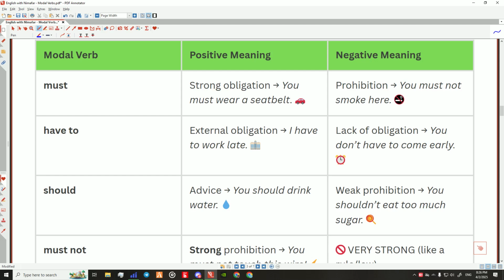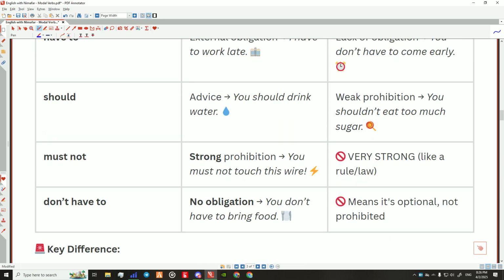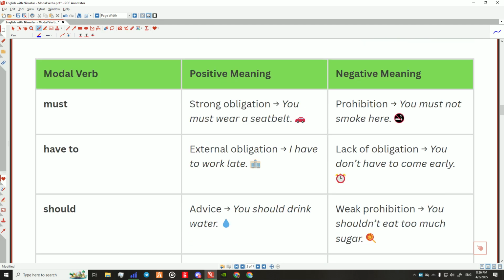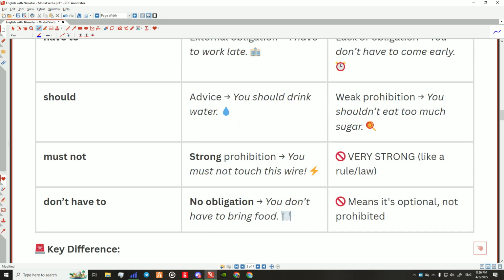I mean, there are two different things. And should is like advice. Of course, you know that you should drink water. Advice, suggestions. Must not. So here the negative point, as we said. The strong prohibition: you must not touch this water. You must not park here. It means totally it is not acceptable. Don't have to means no obligation, something our friend Royal says. It means you don't have to bring food. If you want, you can do that, but no one is forcing you.